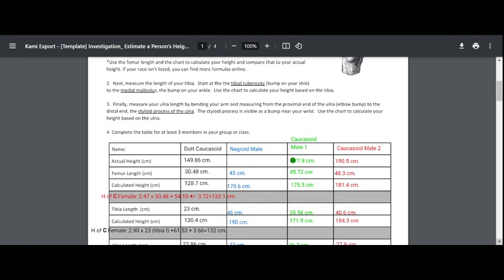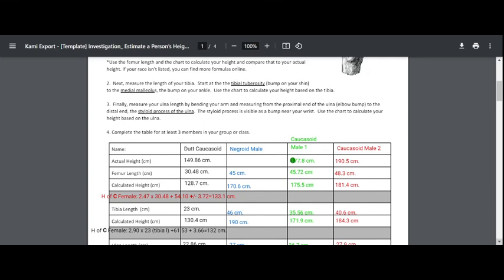Finally, measure your ulna length by bending your arm and measuring from the proximal end of the ulna, the elbow bump, to the distal end of the styloid process. The styloid process is visible as a bump near your wrist. Use the chart to calculate your height based on the ulna. Complete the table for at least 3 members in your group or class.